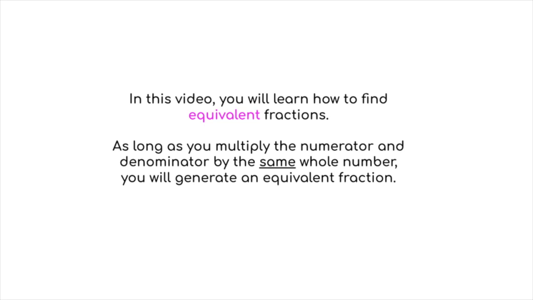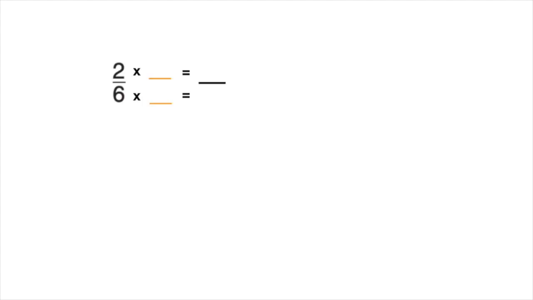In this video, you will learn how to find equivalent fractions. As long as you multiply the numerator and the denominator by the same whole number, you will generate an equivalent fraction. Let's start with 2/6. As long as we multiply 2 and 6 by the same whole number, we will generate an equivalent fraction.